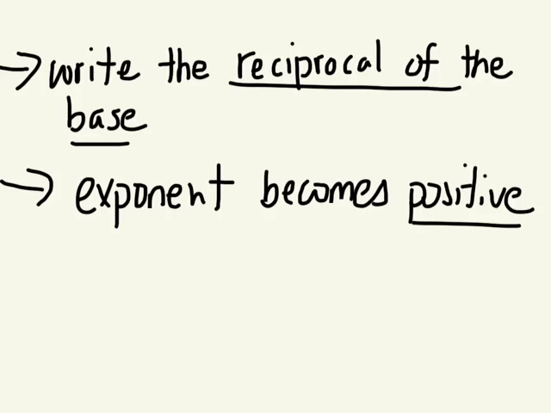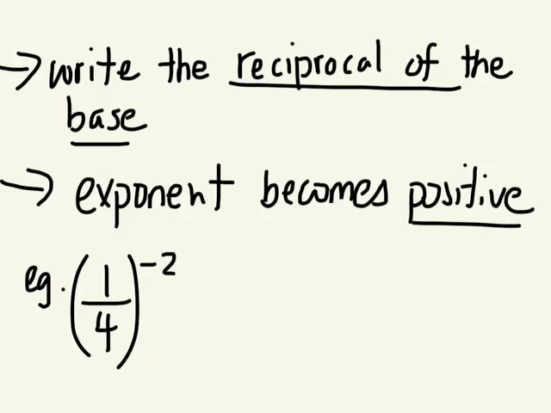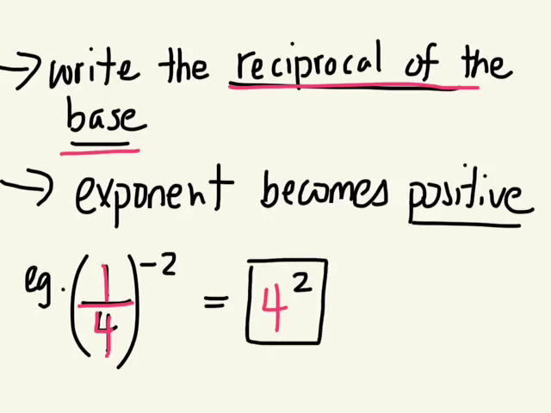Okay, so anytime we have a power with a negative exponent, as an example, let's do 1 over 4 to the power of negative 2. First step, write the reciprocal of the base. This is the base of the power, right? What's the reciprocal of 1 over 4? 4, or 4 over 1, right? You just flip it around, and we make the exponent positive. That's it. 4 squared is the answer to this one.